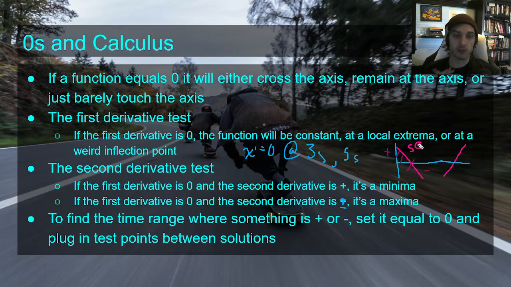Last thing, if you want to find the time range where something is positive or negative. A lot of times questions will be like, when is the object moving forward? When is it moving backwards? In order to do that, you need to know when the velocity is positive or negative. All you have to do is set it equal to 0. Once you've got it equal to 0, between all of those 0 points, plug in a random number into the original function.